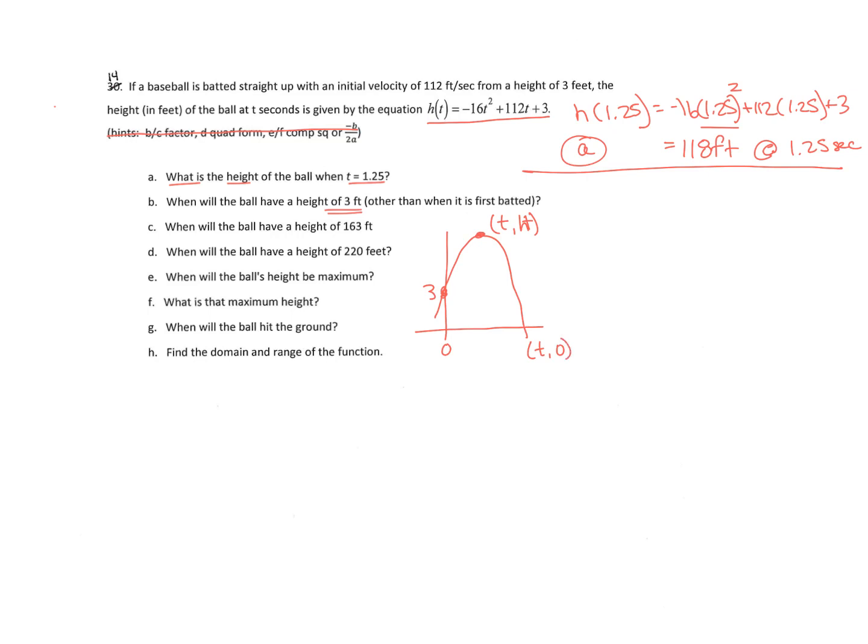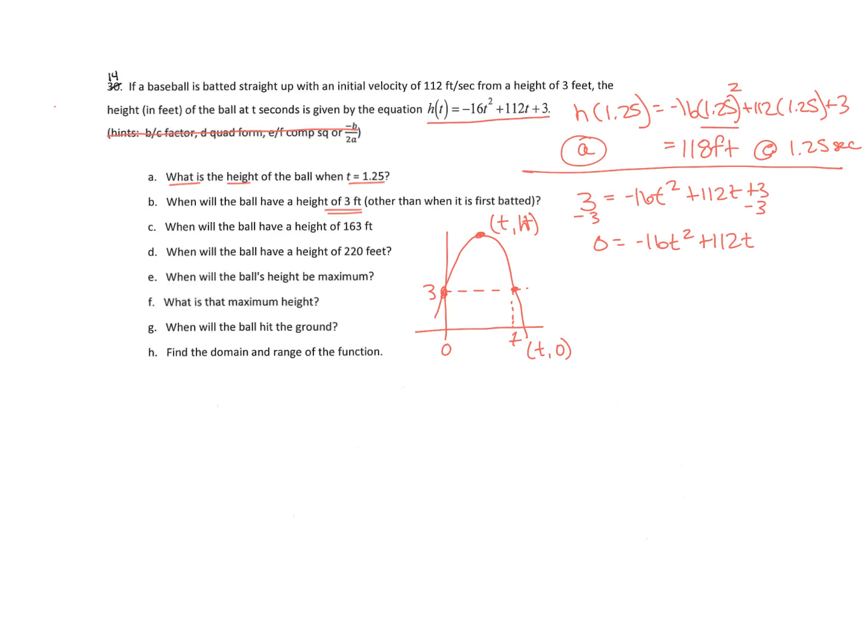So it's asking me for this other time right here that it's also at a height of 3. I'm looking for that time where my ball is also at a height of 3. So I want to set my height equal to 3, and I want to find the other time. So 3 equals negative 16t squared plus 112t plus 3. I'm going to subtract 3 from both sides, because remember, I can't do anything until it's equal to 0. And I get 0 equals negative 16t squared plus 112t.